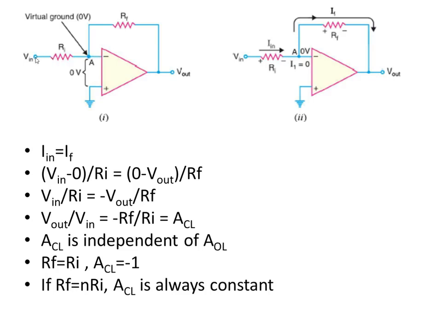Inverting input as Vin is connected to the inverting terminal through Ri. Then we have an Rf. Now let the current flowing through this Ri be taken as I_in, that is, I input. I input is the current flowing from the input source to the op-amp through this Ri. Since this is a voltage source, a current will flow from the voltage source through this Ri.